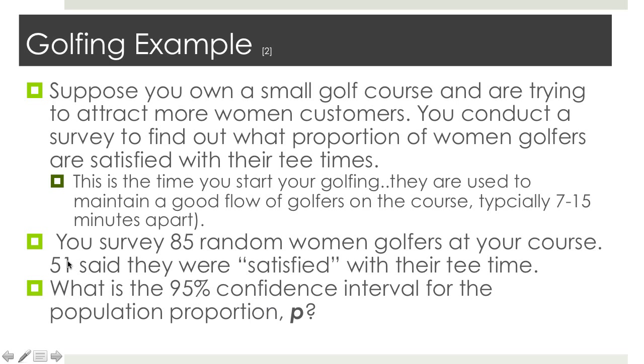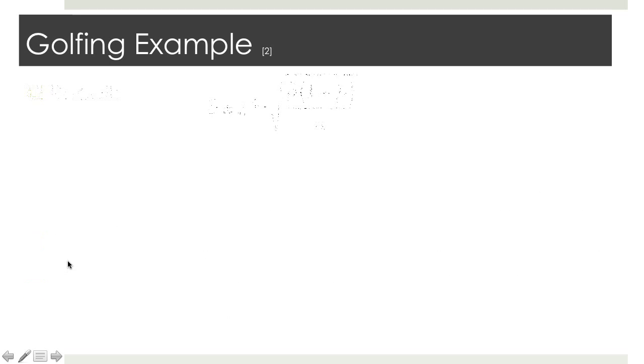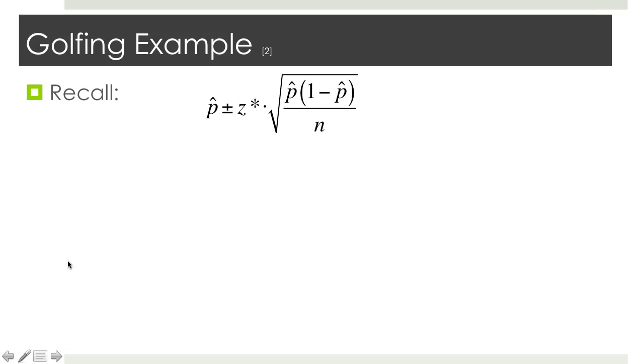Our question then is, what is the 95% confidence interval for the population proportion P, which of course we don't know. That's why we're trying to infer about it. So again, here is our expression for the confidence interval for a population proportion. We have our point estimate plus or minus our margin of error, which is this entire thing after the plus or minus symbol.